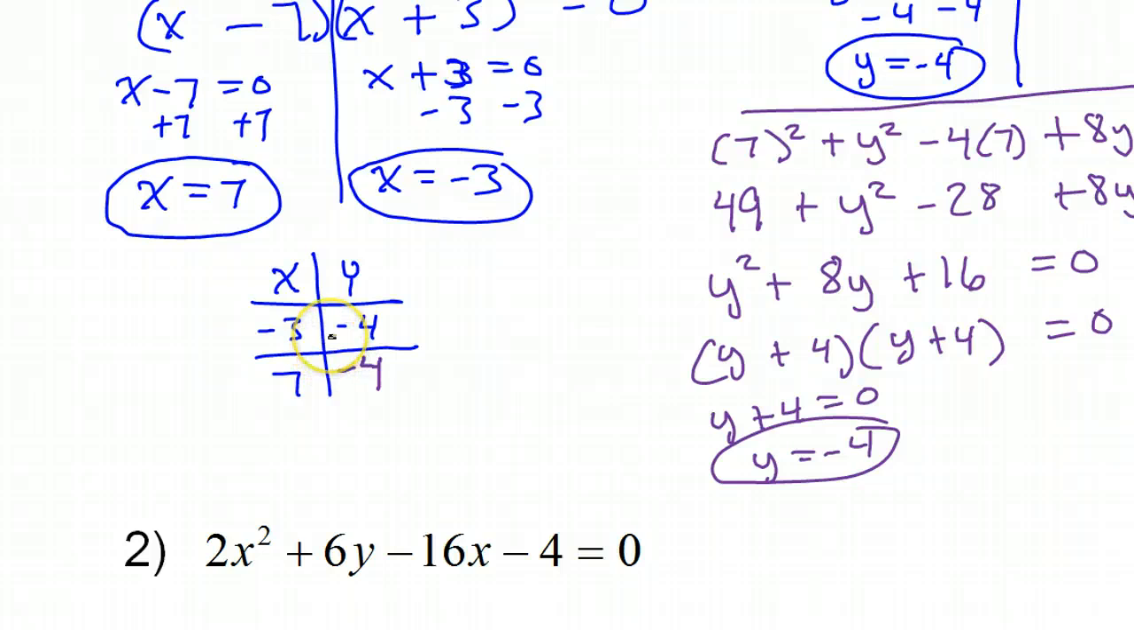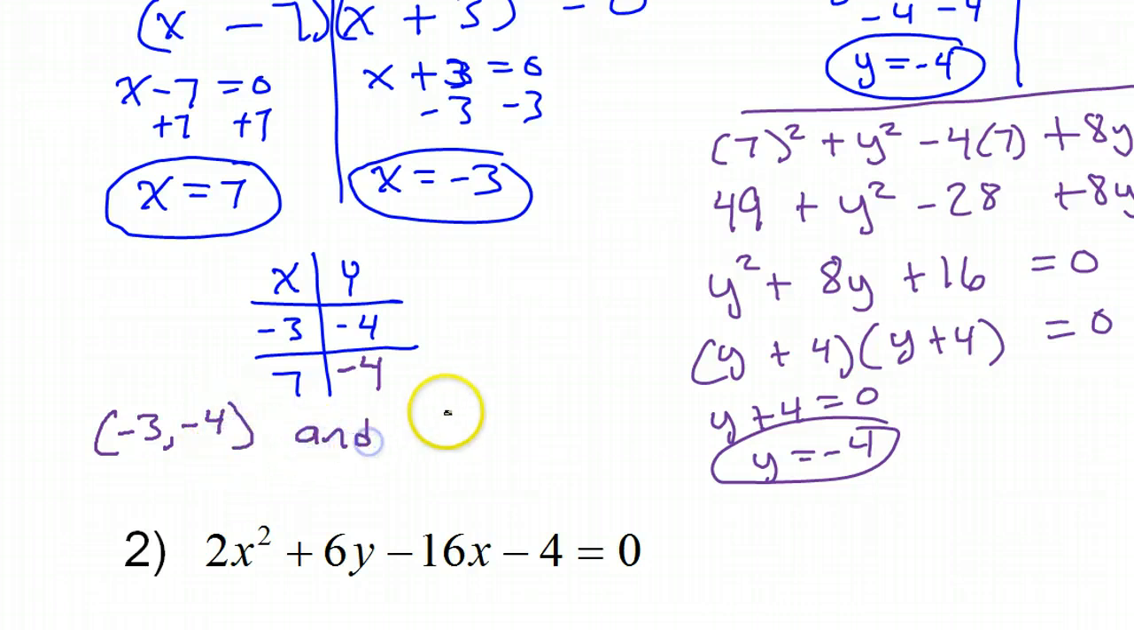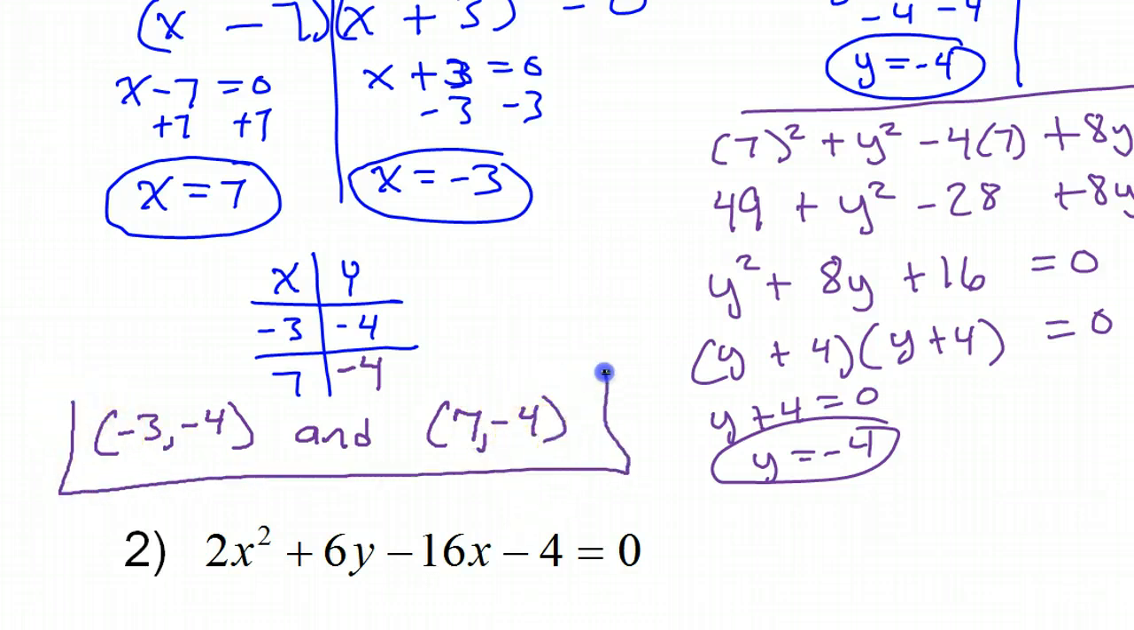These won't always be the same, but this time it was. So there you go. These are the solutions. So the solutions are negative 3, negative 4, and 7, negative 4. Okay, so that's how you can solve a system. That's one way to do it.